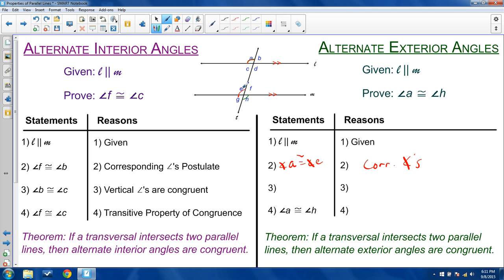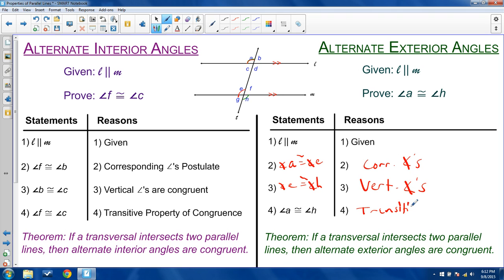Now, you've used angle E. Let's use it again. Angle E is congruent to angle H because those are vertical angles, and vertical angles are congruent. Therefore, if A is congruent to E and E is congruent to H, then A is congruent to H, once again by transitivity.